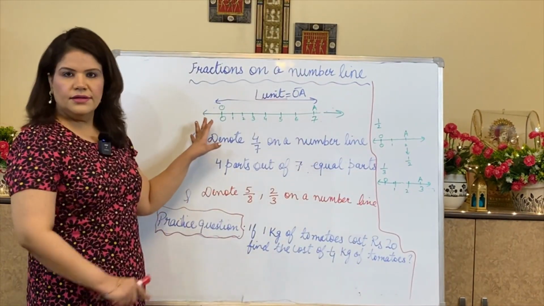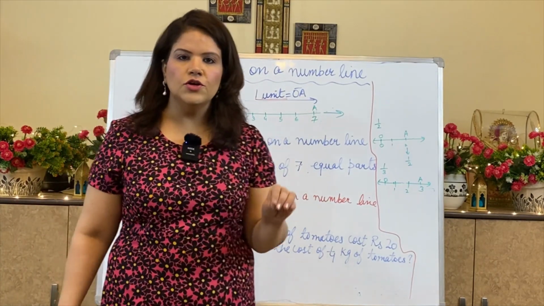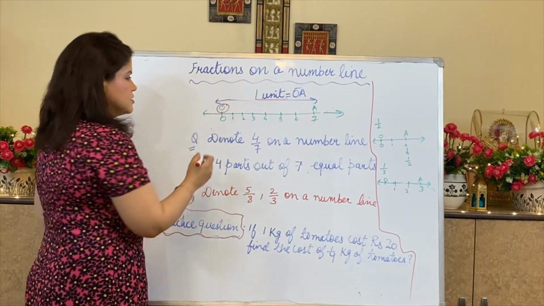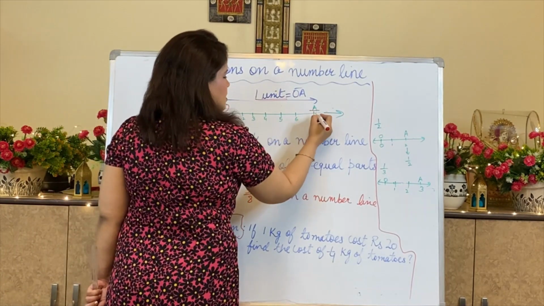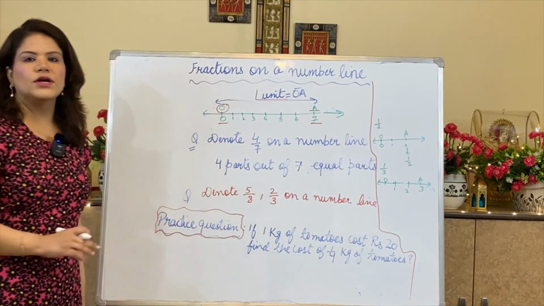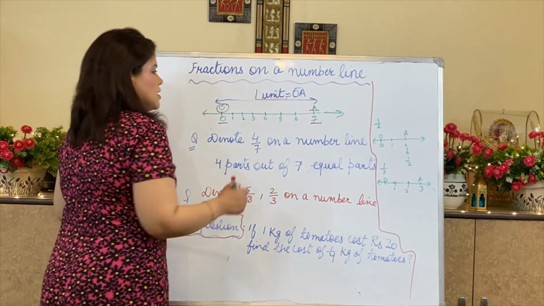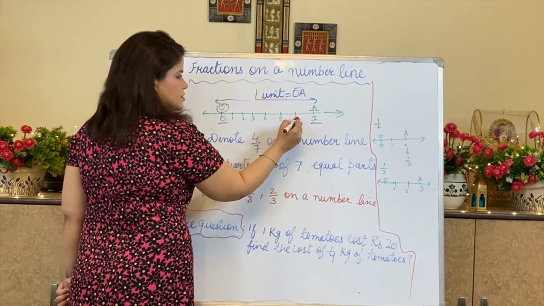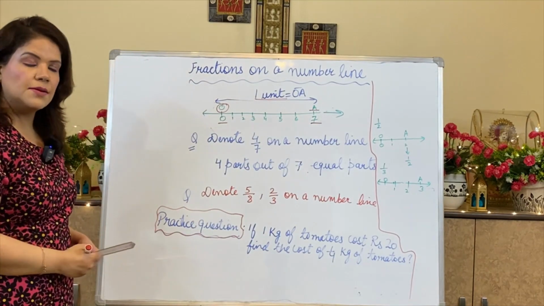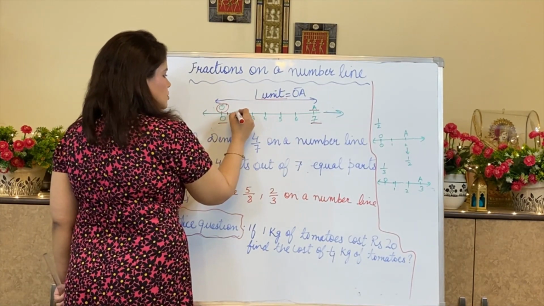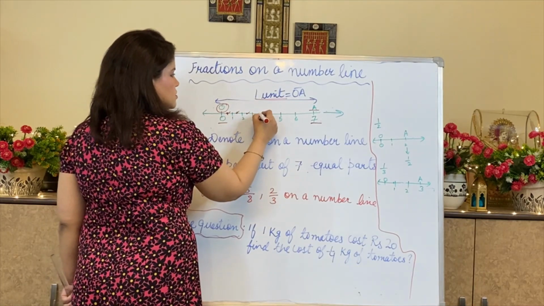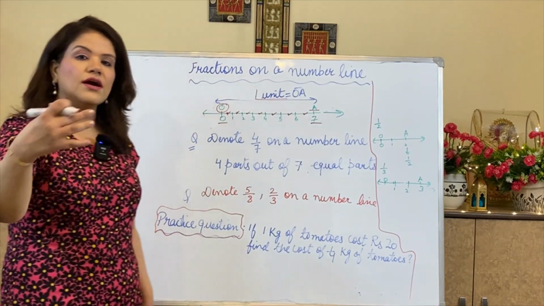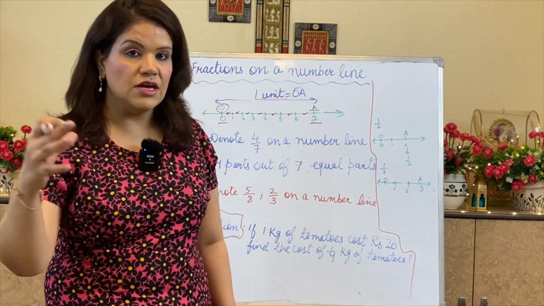On this number line, OA is of 1 unit length, and point O is taken as 0, point A is taken as 7, and I am going to write the numbers here in between: 1, 2, 3, 4, 5, 6, 7. So how many parts am I getting? This is 1st part, this is 2nd, this is 3rd, this is 4th, this is 5th, this is 6th, this is 7th part. How many parts do I have to take out of 7 equal parts? These are 7 equal parts.